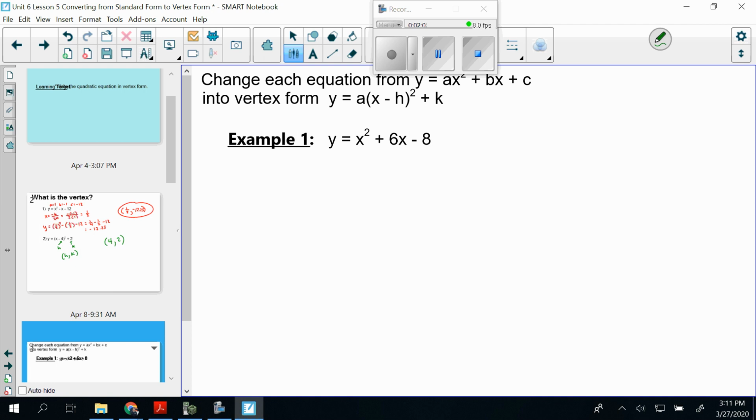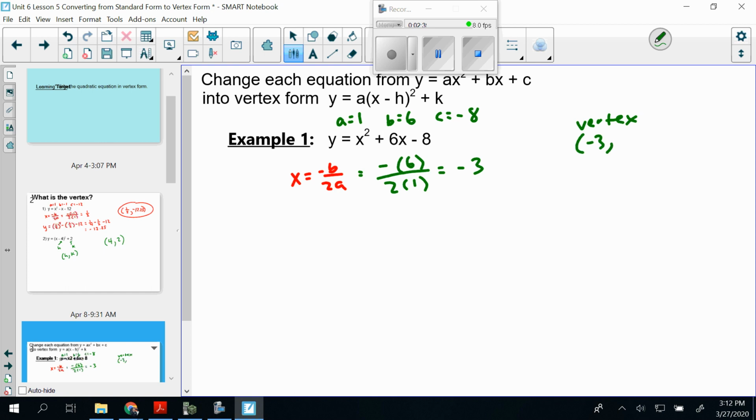So like we did on the last one here, what we want to do is use that little equation, negative b over 2a, and plug in our a and b values here. So we're going to end up with the opposite of 6 over 2 times 1. So negative 6 divided by 2 is going to be negative 3. So that's going to be the x value of this vertex.